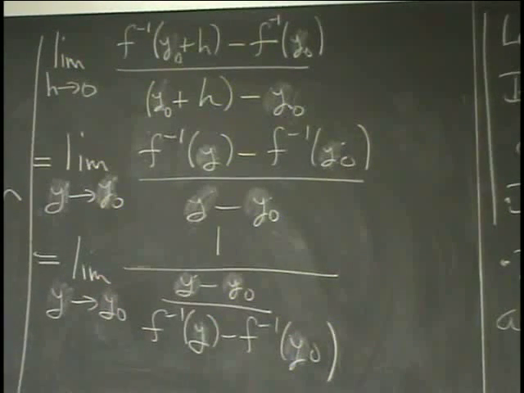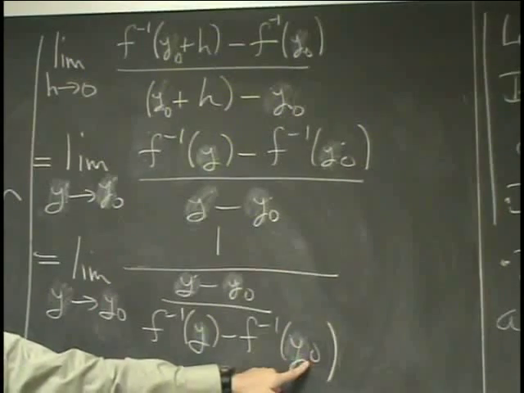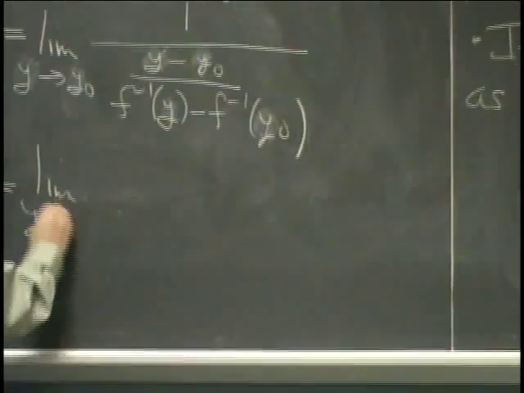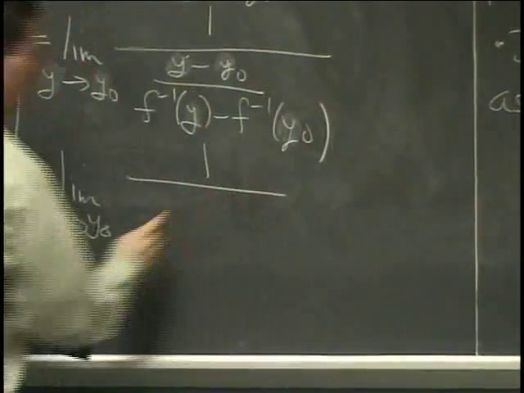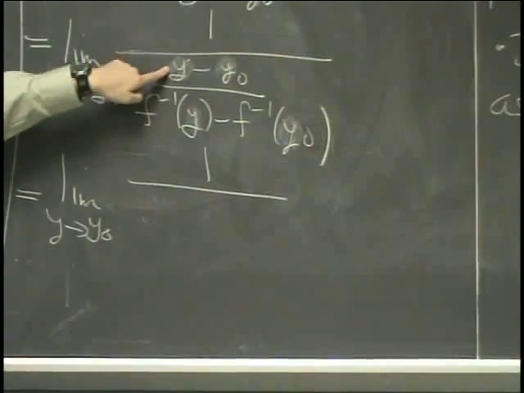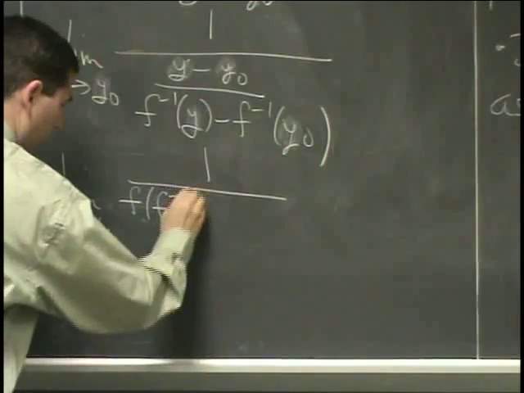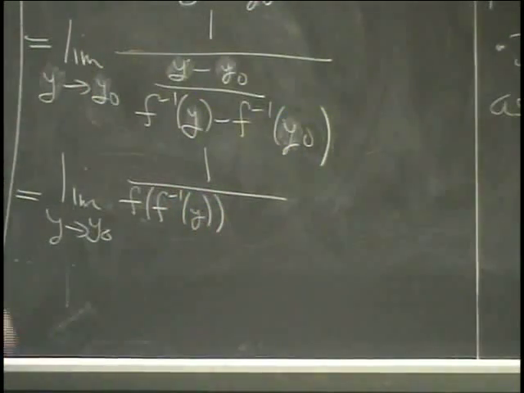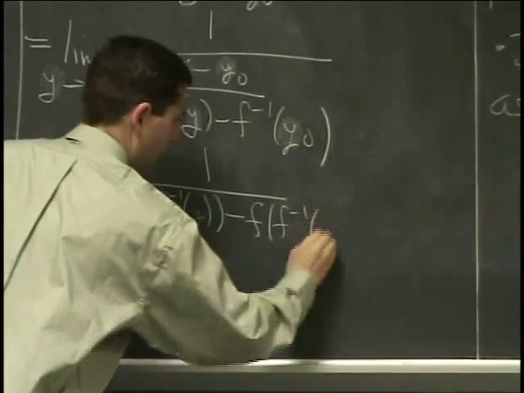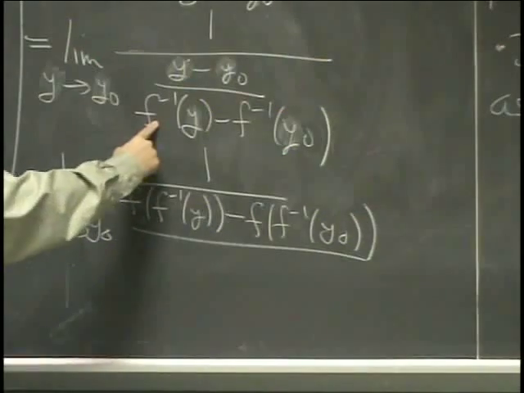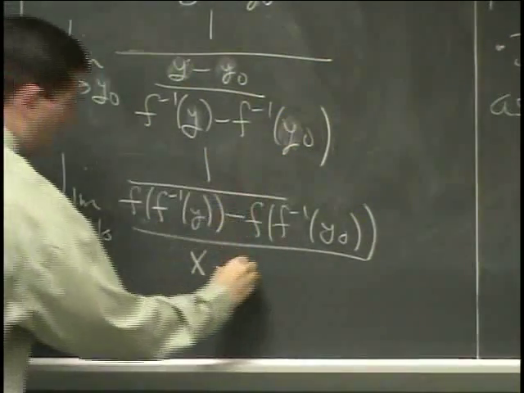So, f inverse of y, I know what that is going to be. That's going to be x. And f inverse of y0, that's going to be x sub 0. So that's going to be the correct denominator of a derivative. How do I get the correct numerator? Well, I'm going to write in the following way: f of f inverse of y minus f of f inverse of y0. And then on the bottom I have f inverse of y, which was x, and f inverse of y0, which is x sub 0.